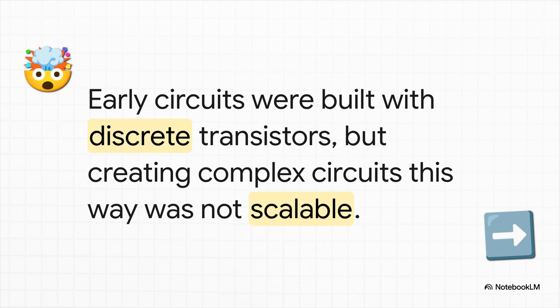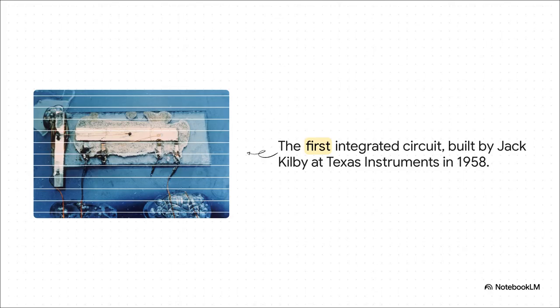The next leap forward couldn't be a small step. It had to be a giant one. And here it is. This is the solution. I know, it looks kind of crude, right? Just a jumble of wires and blobs of wax on a little chip. But this is the world's first integrated circuit, built by Jack Kilby back in 1958.